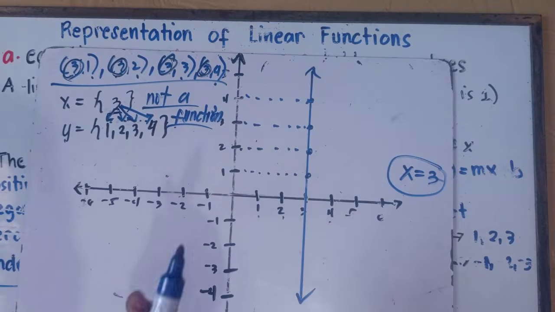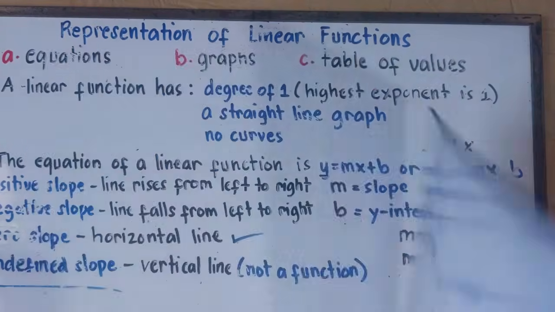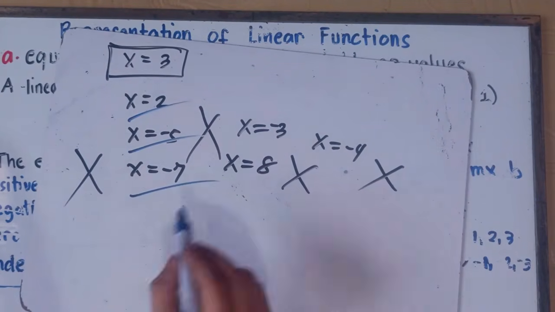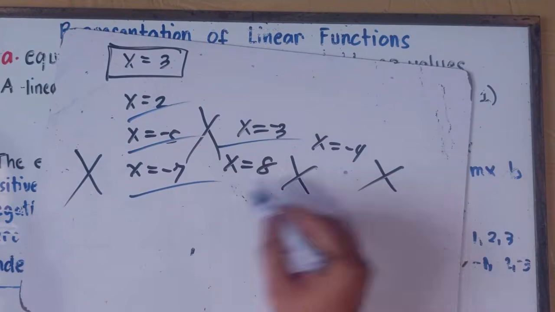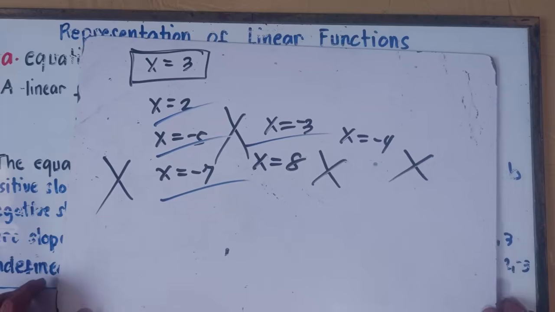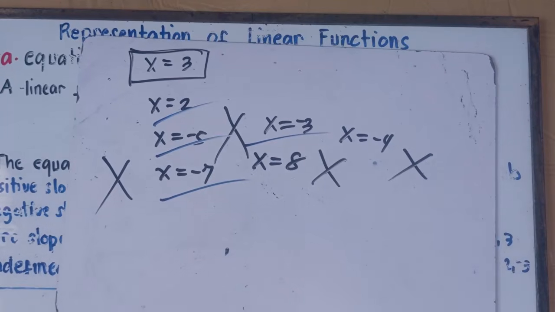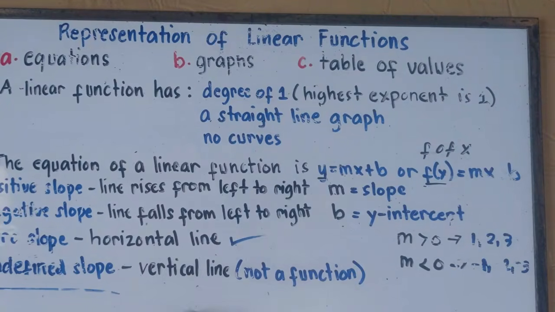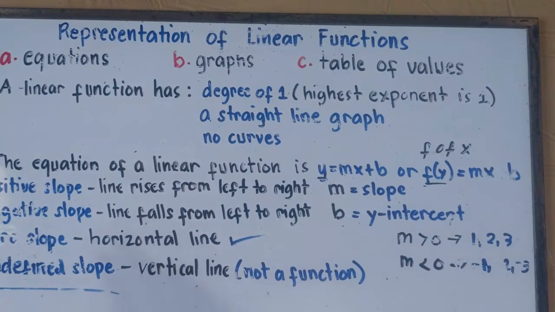That's why, class, I told you a while ago, if you have a given equation like this, x equals 2, x equals negative 5, x equals negative 7, x equals 3, and so on, automatic, class, there would be undefined slope. It will not be a function. Alright, so once again, I hope it's clear for you, with regards to positive slope, negative slope, zero slope, and undefined slope.